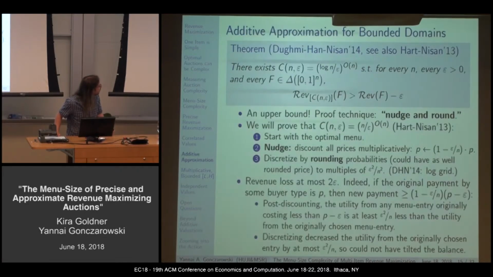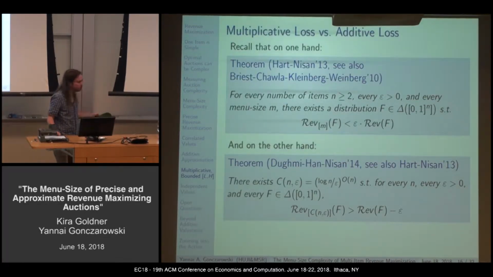Okay, so that's nice. But let's recap for a moment the possibility and impossibility results that we've seen. For every n and every epsilon, no fixed menu size can guarantee even an epsilon fraction of the optimal revenue. On the other hand, for every n and every epsilon, there exists a menu size that guarantees almost everything additive. So this is multiplicative, this is additive, and there's a huge difference here.